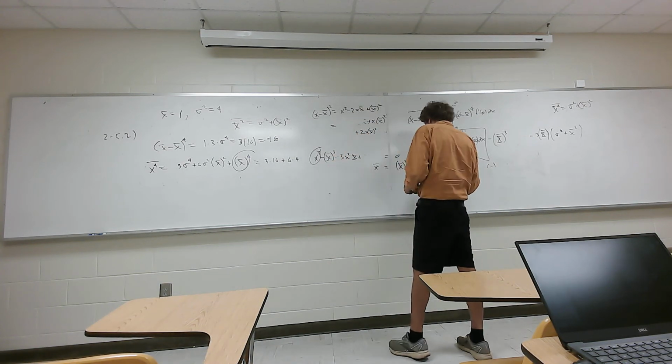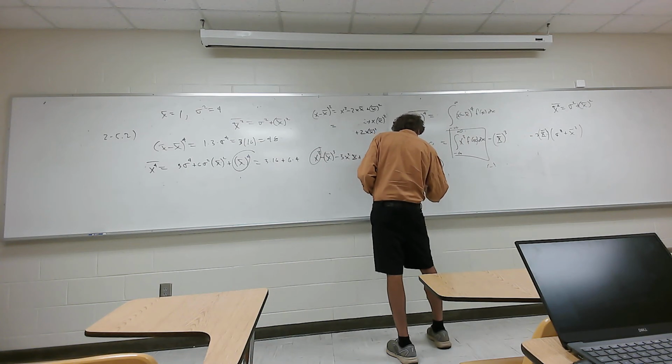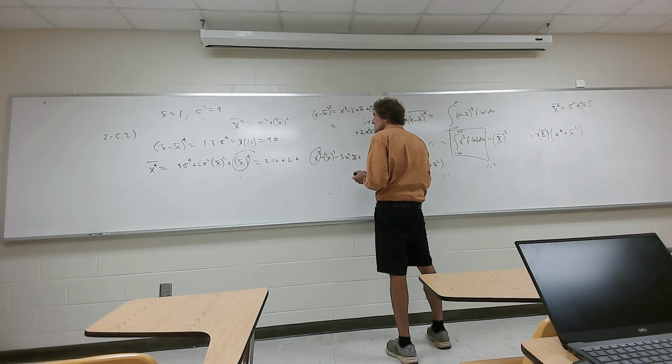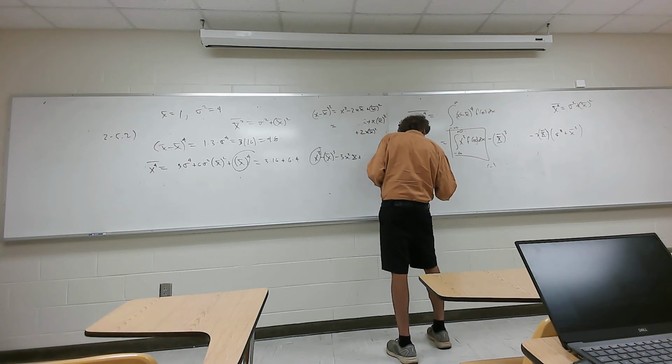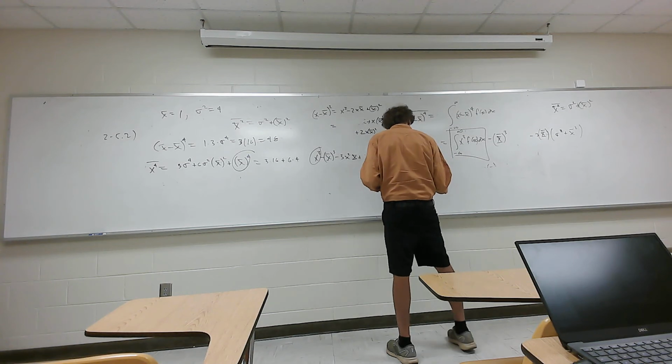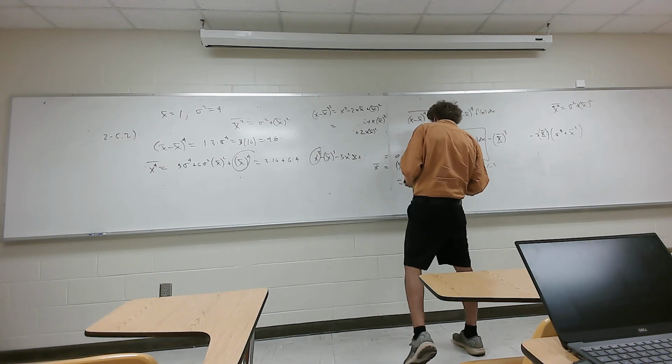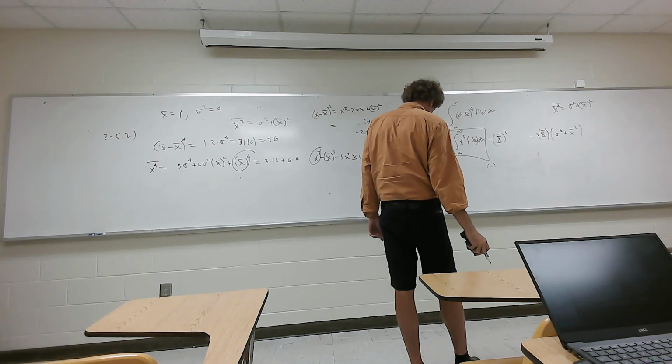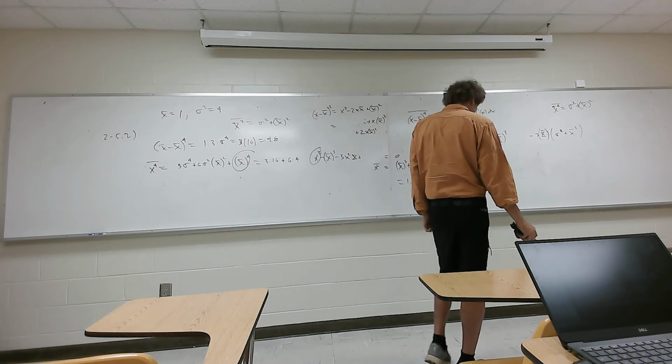Let me just hold on for a second. That's 1 plus 3. X bar is 1. Sigma squared is 4, and x bar is 1, so it's 4 plus 1, that's 5. So that's 15 plus 1. How did you get a negative there? I'm going to have to check that.